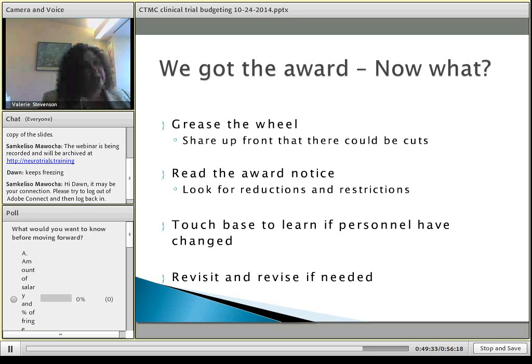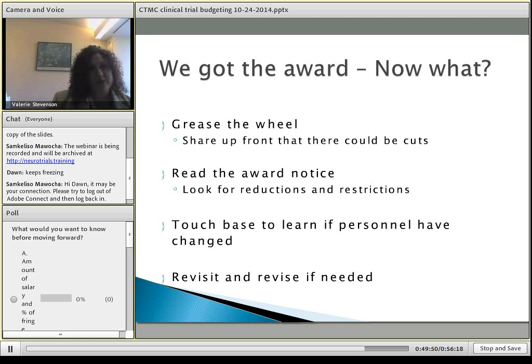When you get the award notice, read the award notice, because again, there could be a cut, there could be restrictions, there could be some things you have to do before your money's funded. There could be changes in the timeline of the funding, so just be aware of that.